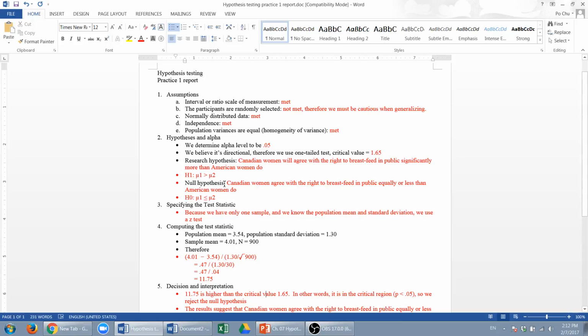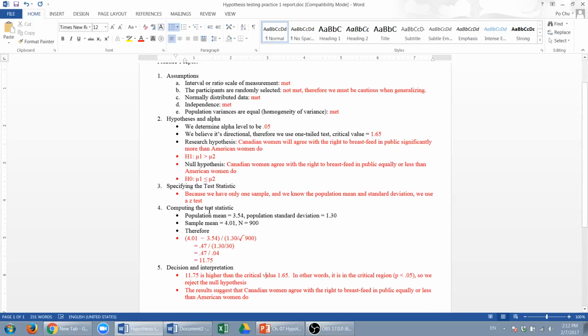And the null hypothesis should sound something like this: Canadian women agree with the right to breastfeed in public equally or less than American women do. So the symbolic notation is H0, colon, mu1 is less than or equal to mu2. Step 3, specifying the test statistic. Because we have only one sample and we know the population mean and standard deviation, we use a z-test.